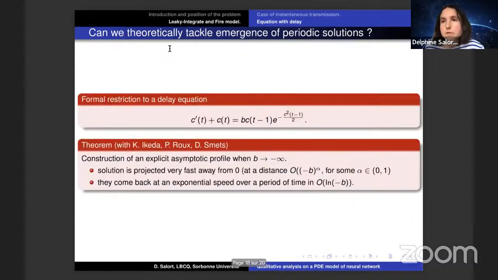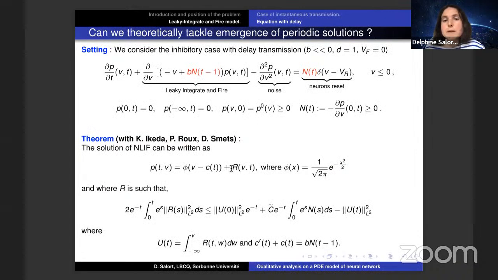Okay, so the conclusion: we have obtained some theoretical results which well describe the numerical simulation that we have observed, but at the cost of a conjecture that this remainder term goes very fast to 0, and we do not know if this is true or not. We hope that it is true. Numerically, it seems so.